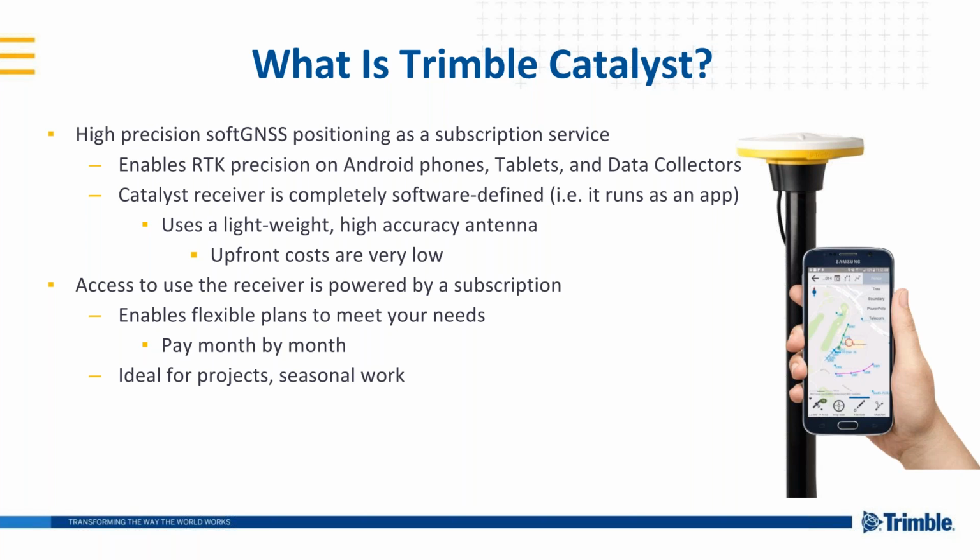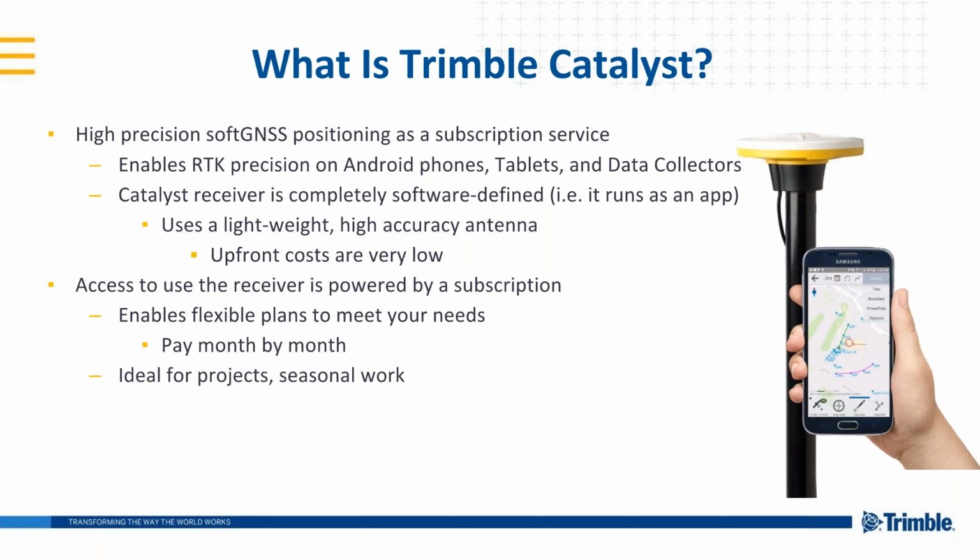And then what is Trimble Catalyst? We mentioned this early on. It is a full-on GNSS receiver. The thing that's different about it is it's software-based instead of hardware-based. The receiver itself is actually all software, and it runs on your Android device. All you need then is a low-cost, lightweight, what we could almost call a dumb antenna to be able to get accurate positions out of it.